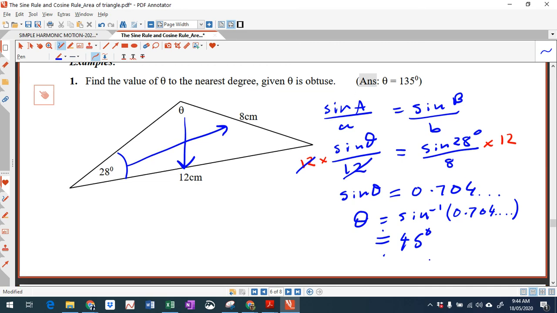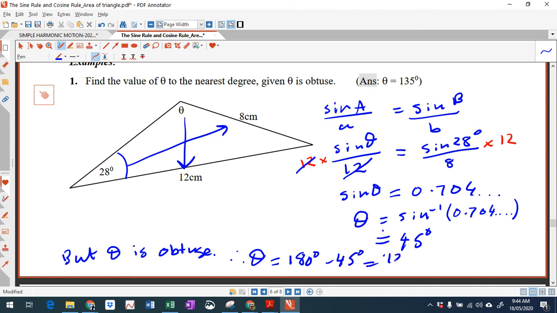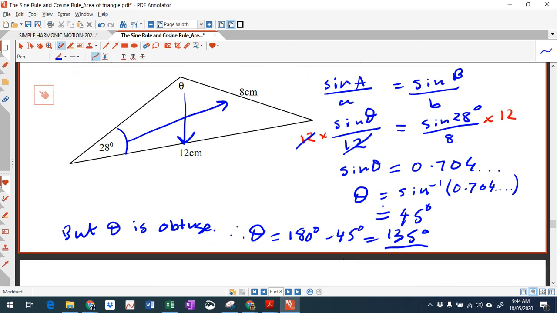Now, clearly from the picture, theta is obtuse, okay? So therefore, theta equals 180 degrees minus 45 degrees, which equals 135 degrees. So your final answer is 135 degrees. Okay, and that is it for today's lesson.